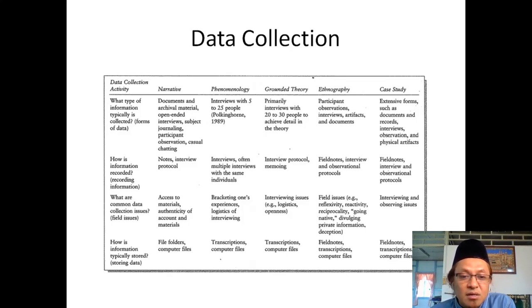It can be any writing about the person, like a writing in the newspaper, in a blog, in a Twitter, in a book, or in a journal, anything about the person. You just collect, you name it, you collect and you analyze. Phenomenology, interview with 5 to 25 people. That is the guideline given by Paul Kinghorn.